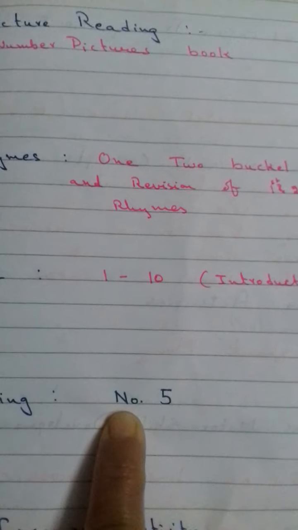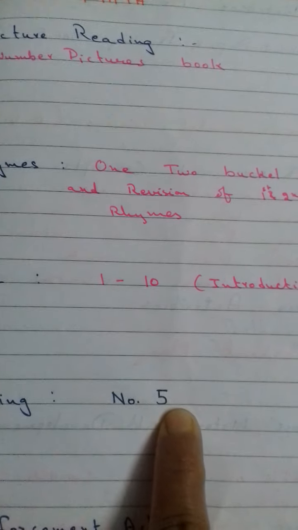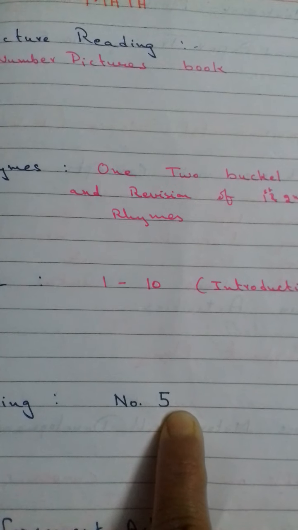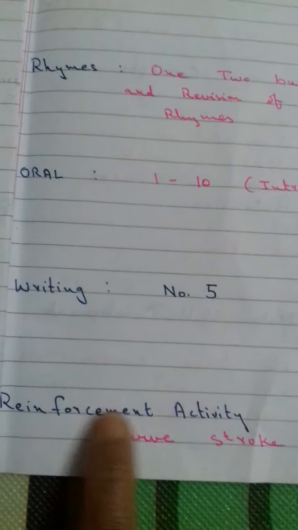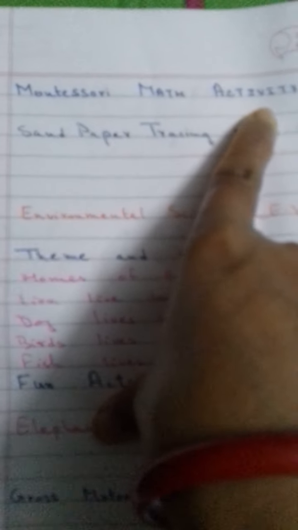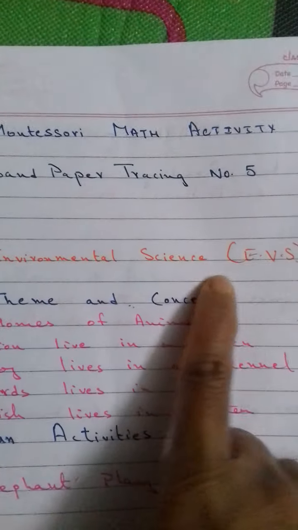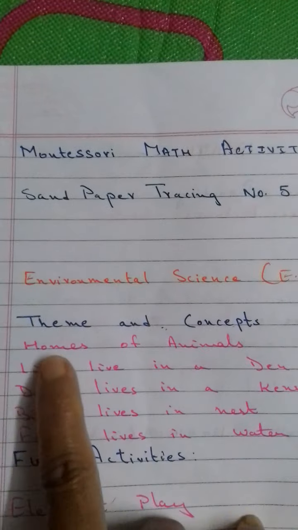But before you start with writing number 5, you can give the child a lot of practice on curve strokes, that is right curve and left curve. Reinforcement activity, curve strokes you can give. Montessori math activity, it is sandpaper tracing, number 5. In environmental science or EVS, it is theme and concepts, homes of animals.